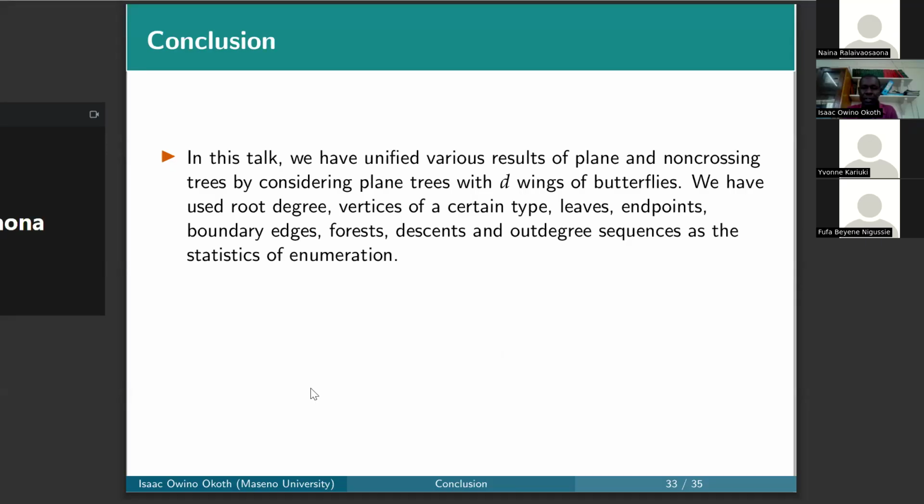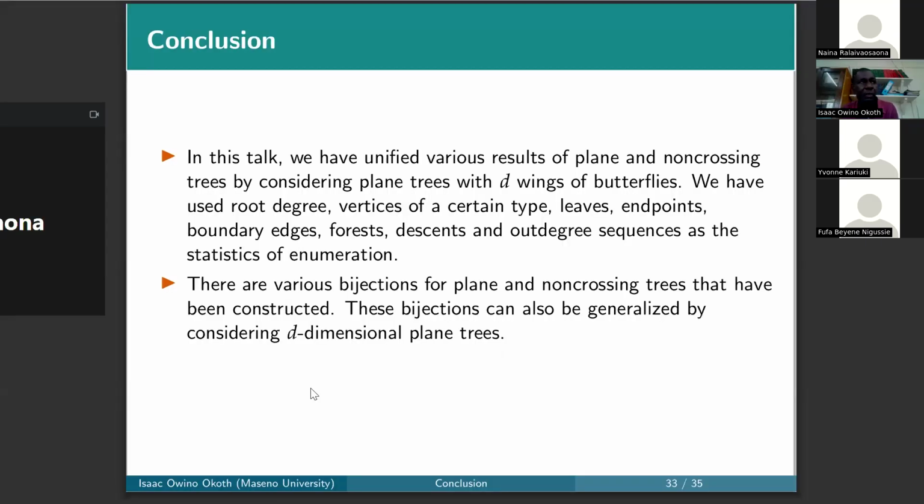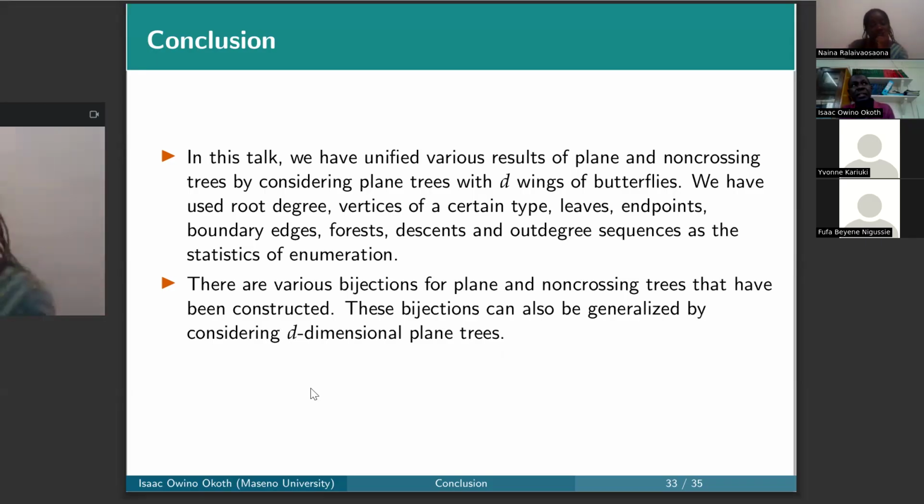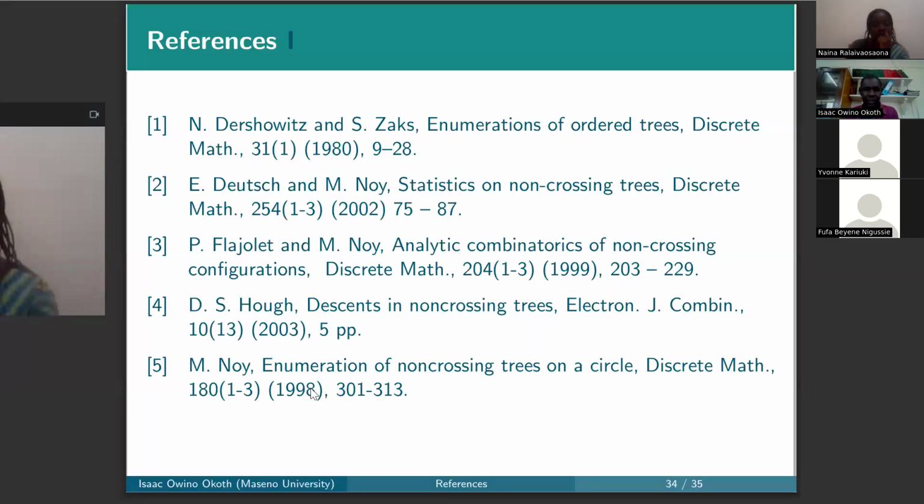That is, we have considered root degree, vertices of a given type, leaf endpoints, boundary edges, presence, and out-degree sequences as the statistics of enumeration. So there are various bijections that have been constructed for plane trees and non-crossing trees, like plane trees with Dyck paths, plane trees with binary trees, non-crossing trees with ternary trees, non-crossing trees with structured lattice paths, etc. So I hope that those bijections can also be generalized by considering d-dimensional plane trees. So here are some of the references we have been talking about.